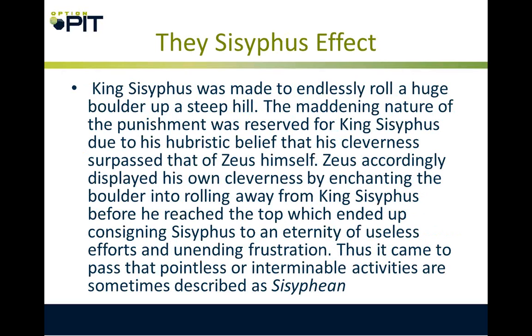So we all know who King Sisyphus is? All right. Sisyphus was made to endlessly roll a huge boulder up a steep hill because he thought he was more clever than Zeus. The maddening nature of the punishment was reserved for King Sisyphus due to his hubristic belief that his cleverness surpassed that of Zeus. Zeus accordingly displayed his own cleverness by enchanting the boulder to roll away from Sisyphus before he reached the top, which ended up consigning Sisyphus to an eternity of useless efforts and unending frustration.